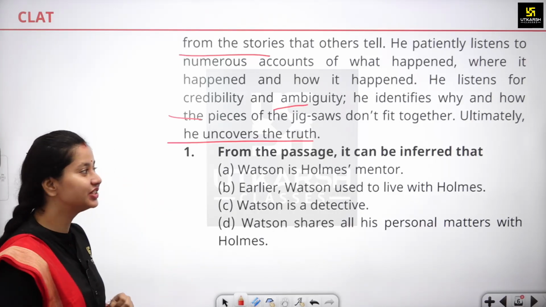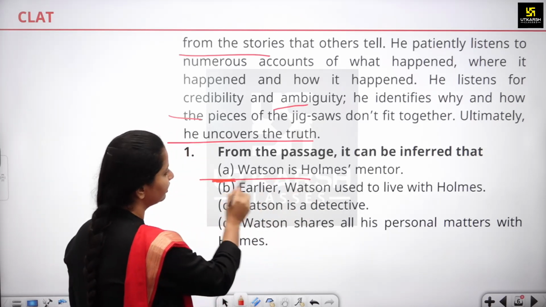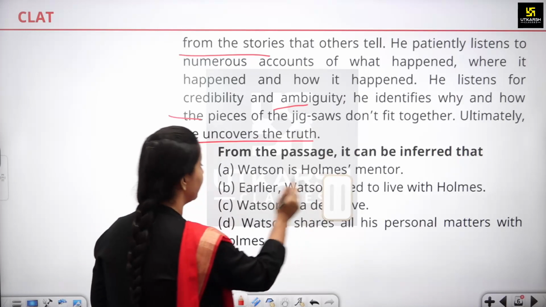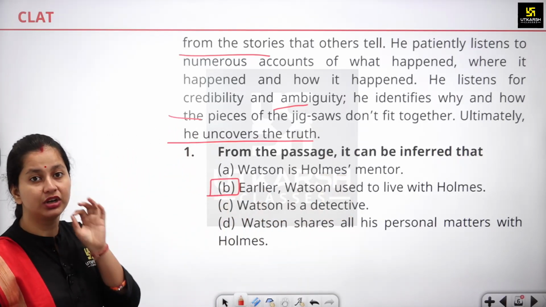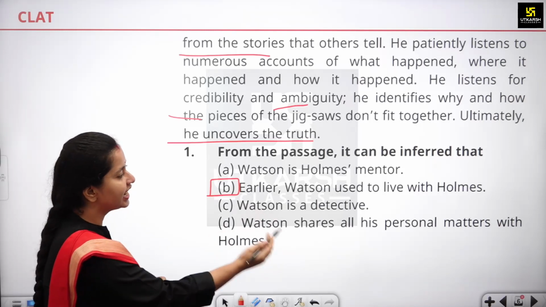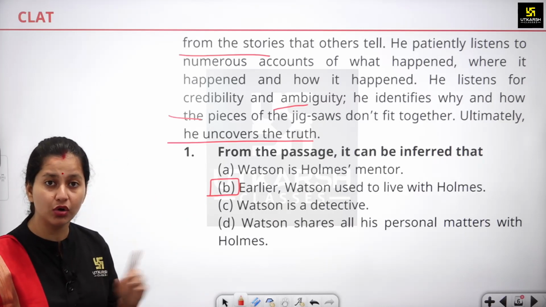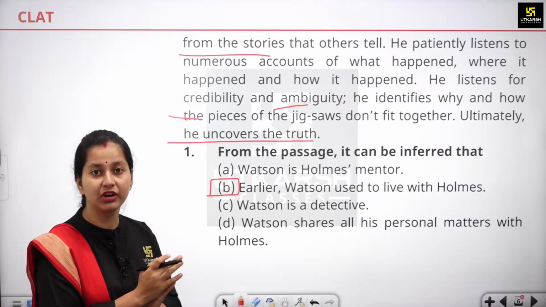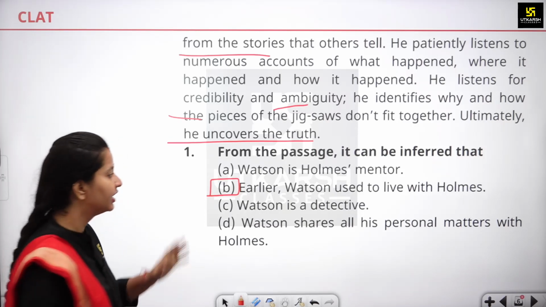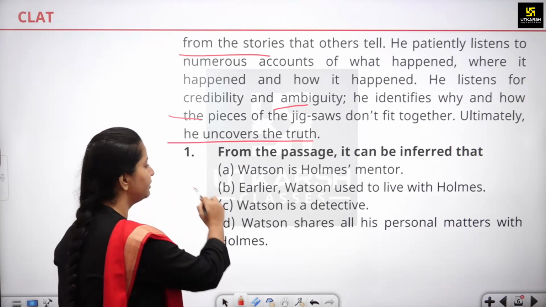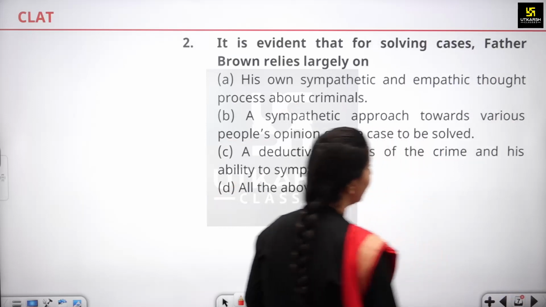Now from the passage it can be inferred that Watson is Holmes' mentor. Could be there. Earlier Watson used to live with Holmes. Very much prominent answer. Watson is a detective. Could not be inferred. Watson shares all his personal matter with Holmes. If he would have shared all the personal matter with Holmes, then Holmes would not have said that you haven't told me that you have been in wild weather recently. So the correct answer to this question is option B. Earlier Watson used to live with Holmes because it has said it was partly my own.